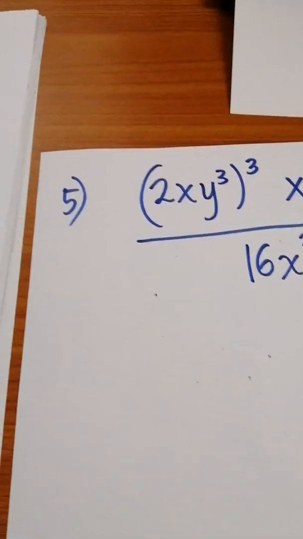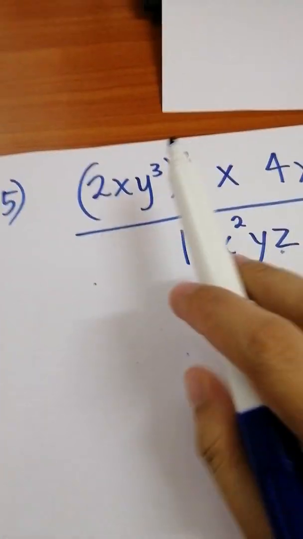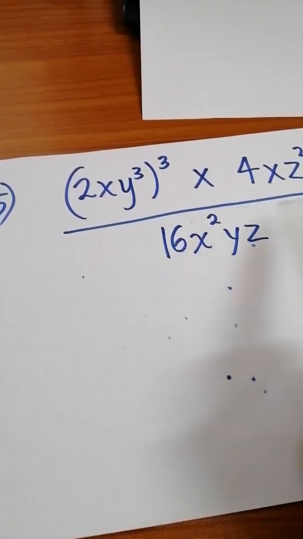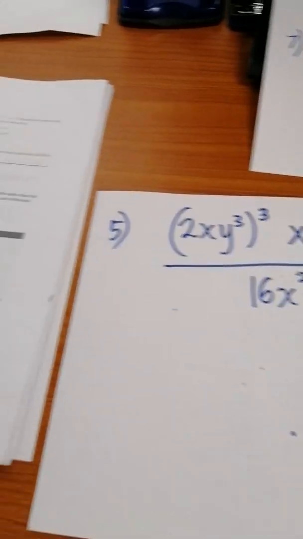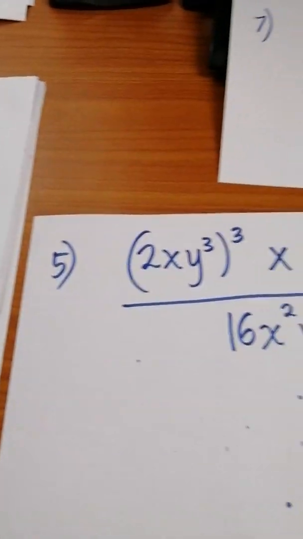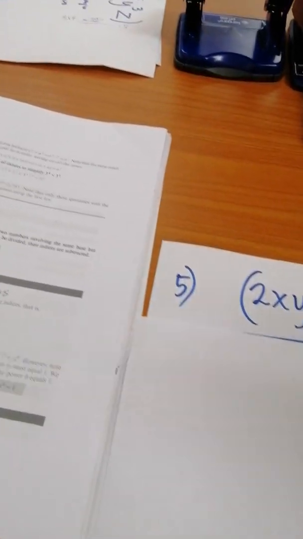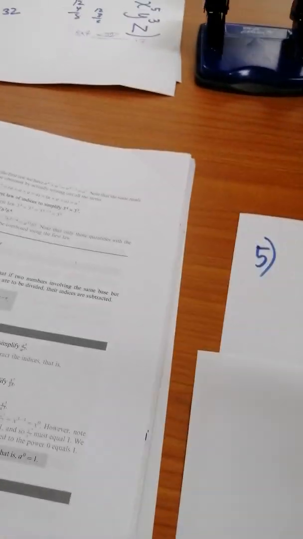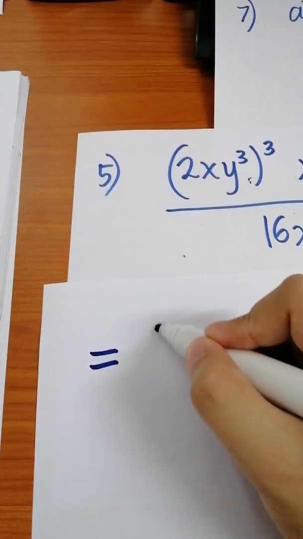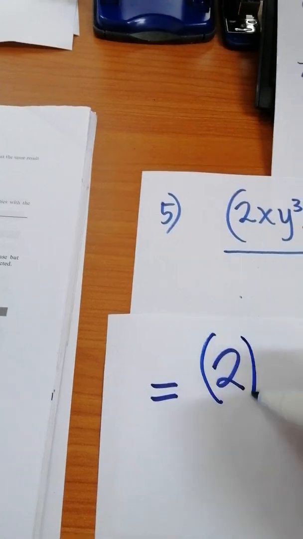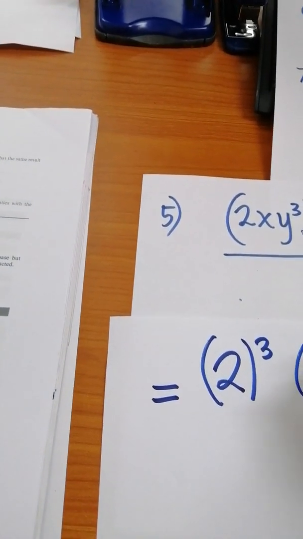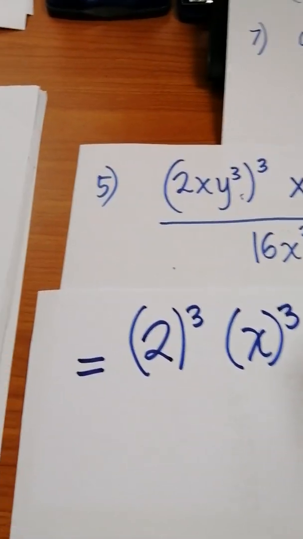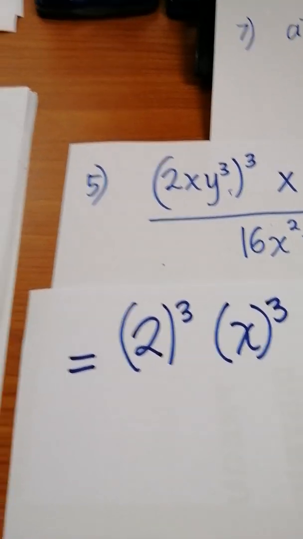Okay, so we can now answer our question number 5. In question number 5, you have a power first, then you have multiplication, and then you have division. There are so many things that we need to do here. So first, you start with this power again to all the bases. So this will be 2 power 3, x power 3, y power 3.